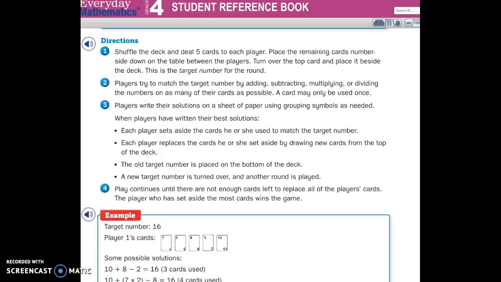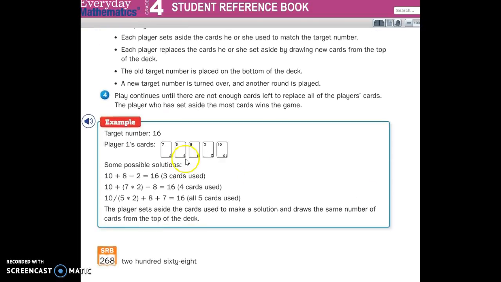Okay, so let's look at the example here. The target card is 16. That's the one that was flipped over. Here are the 5 cards I have in my hand. I'm trying to get it to equal 16. Here are some possibilities. 10 plus 8 minus 2 equals 16. I used addition and subtraction.